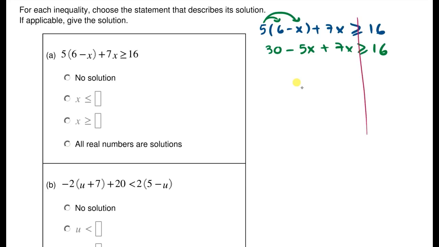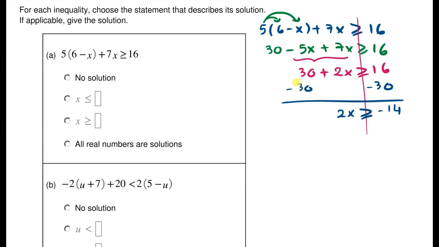Then we're going to combine like terms. Negative 5x plus 7x. That will give you 30 plus 2x greater than or equal to 16. We're going to subtract 30 on both sides. That will give you 2x greater than or equal to 16 minus 30, which is negative 14. And we divide by 2 on both sides. x greater than or equal to negative 7. Okay, so x greater than or equal to negative 7. You're going to choose this one.